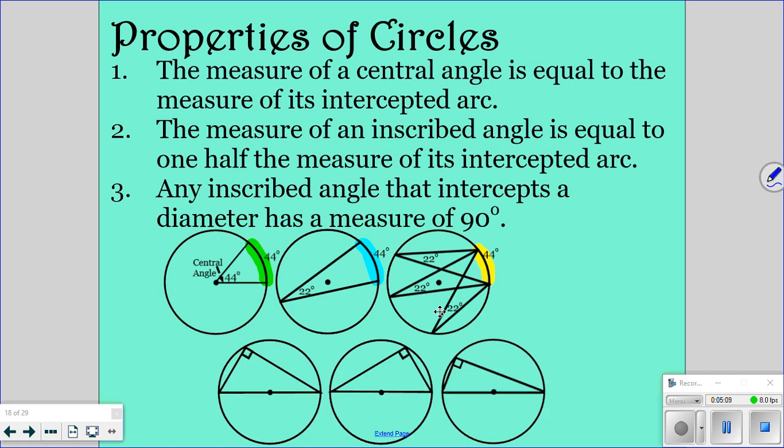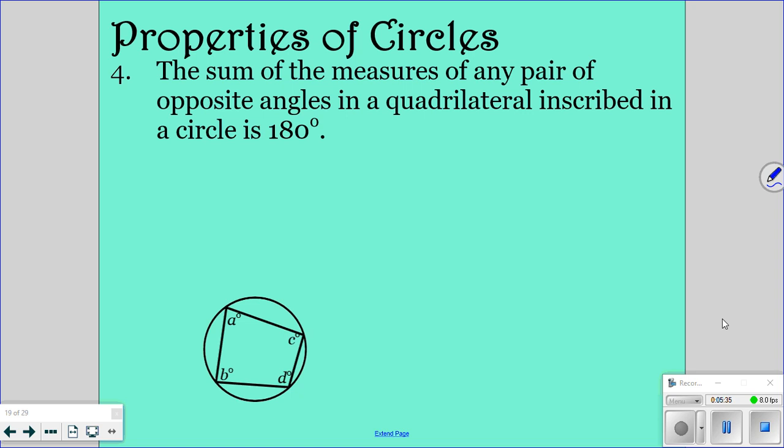And then if you have an inscribed angle that intercepts the diameter, then it has a measure of 90 degrees. The reason is this here is 180 degrees, because it's the diameter, it's half of the circle, and then half of 180 is 90, which is a right angle. So anytime you have an angle that intercepts your diameter, that inscribed angle is going to equal 90 degrees. Okay, the next property, when you have an inscribed quadrilateral inside of a circle, the opposite angles are always going to add up to 180. So A and D here add up to 180, and B and C add up to 180.